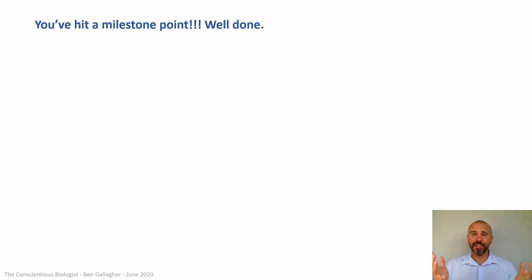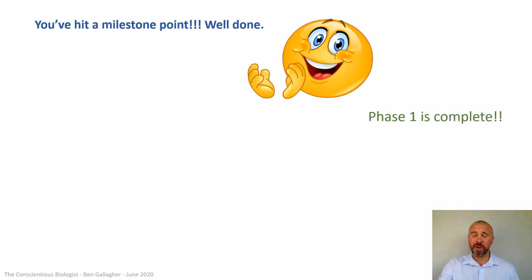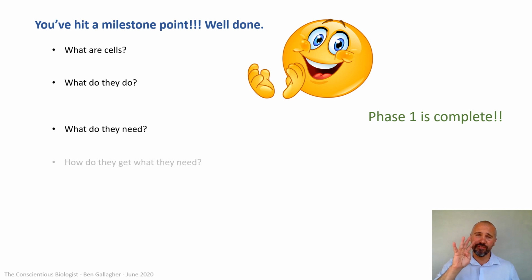So well done. You've just hit a major milestone in this course. You've hit the halfway point. Phase 1 is complete. What you should have done then is now go back and address those 4 of the 5 main questions that I gave you in one of the first introductory lessons in the pre-course playlist. So that was, what are cells, what do they do, what do they need, and how do they get what they need? If you can comprehensively answer those 4 questions, then you've covered most of the bones of biology.